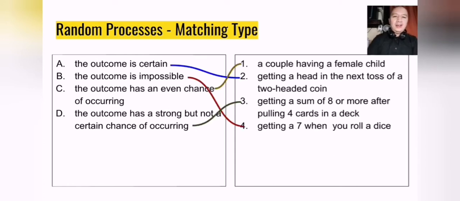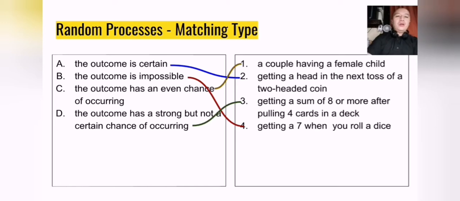All right, for letter A, getting a head in the next toss of a two-headed coin. Of course, that outcome is certain because the coin has two heads. It does not have a tail. So whichever way it flips, it is certain that you will get heads. Letter B, the outcome is impossible. That's for example number 4, getting a 7 when you roll a dice. That's because a dice only has numbers 1 to 6. It does not have 7. So the outcome is impossible.